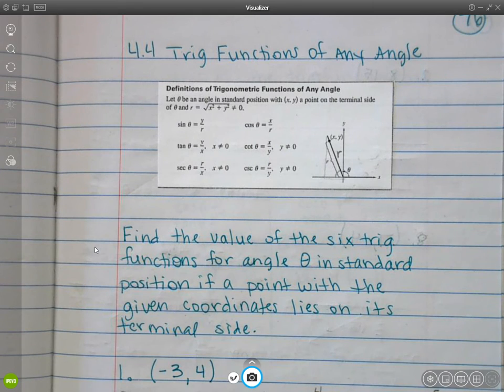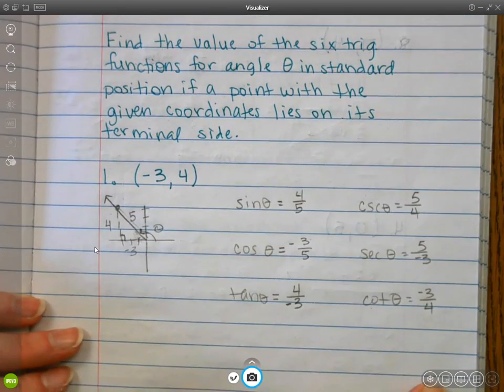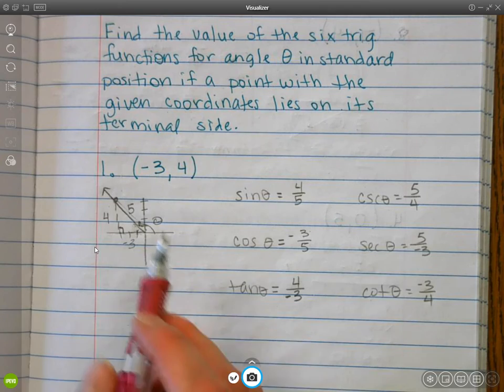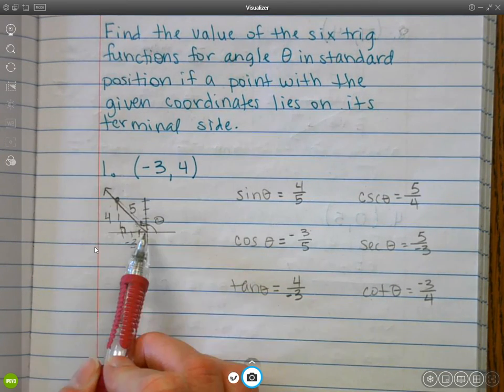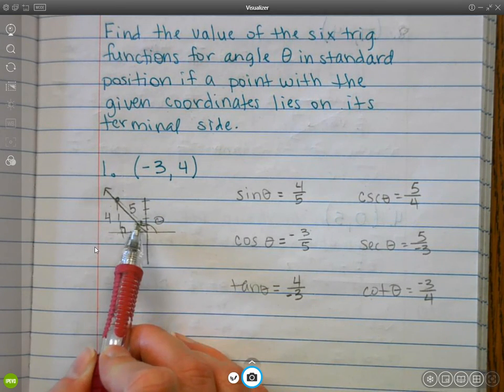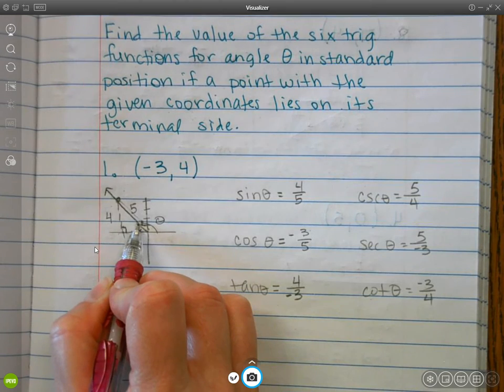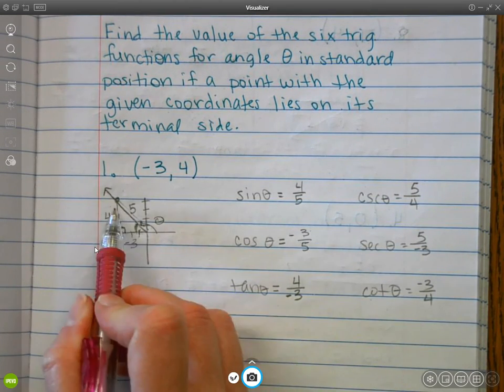Alright, so we're going to find the value of the 6 trig functions for an angle in standard position if a point with the given coordinates lies on its terminal side. What that means for you is you're going to draw yourself a picture. In the xy coordinate plane, go to the point -3, 4, draw an angle that goes through there. Technically this is your angle, but we can think of it as really this is the angle, and draw a triangle.